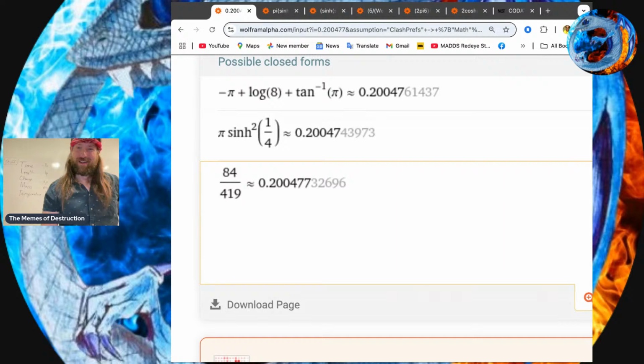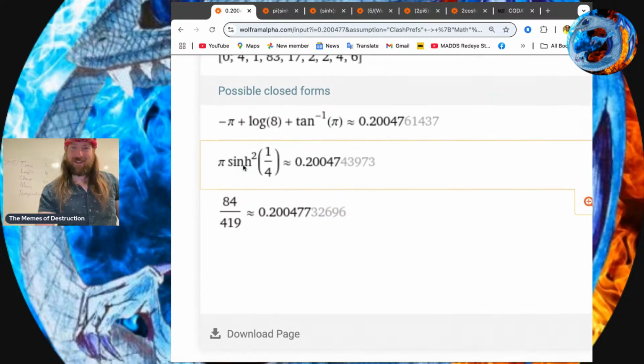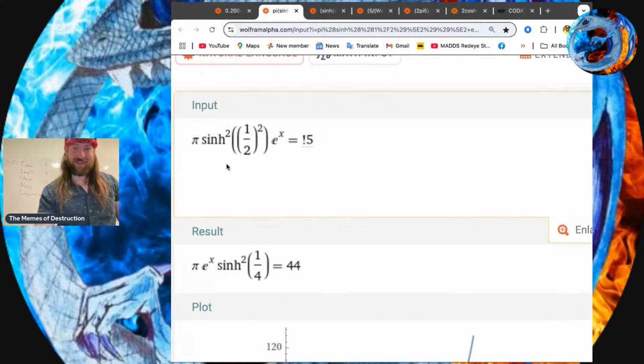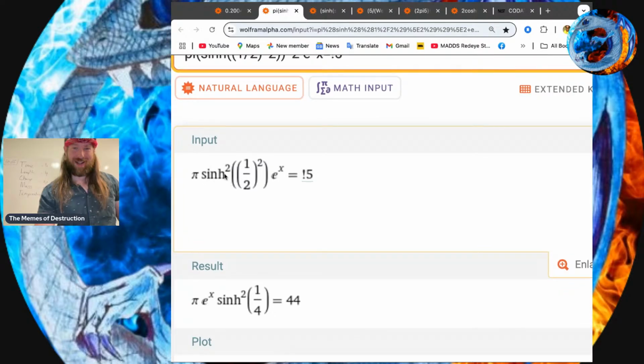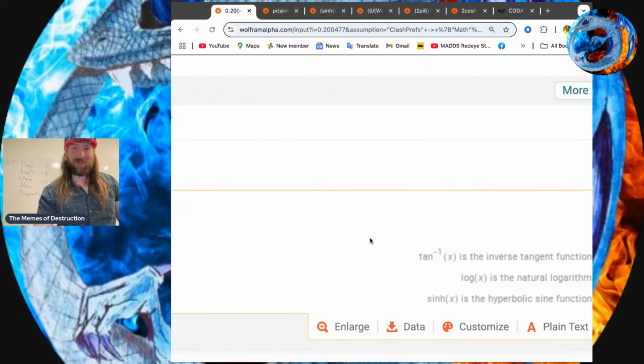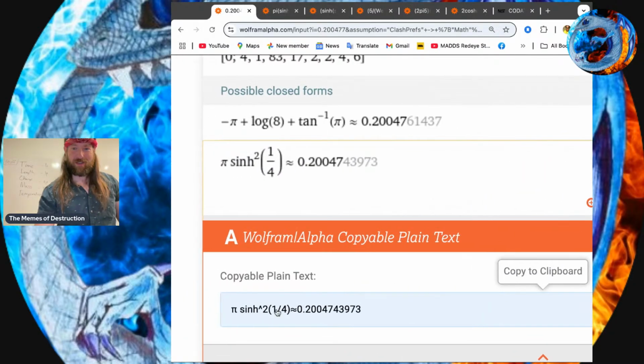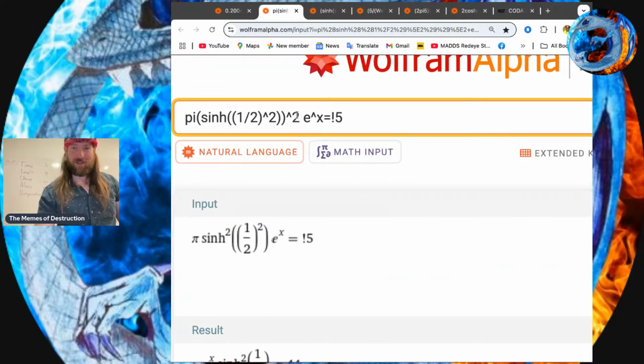Okay. Oh, wait a second. What's this friend right here? Pi hyperbolic sine squared of 1/4. That sounds like a very geometric thing. So if you take that, okay, so we have it this way. So is it pi sine? That has it notated as that, but you can basically just do this. You can go in here, boom, deal our friend. And then we paste our friend over here. We can set this equal to 44, just so there's no confusion.